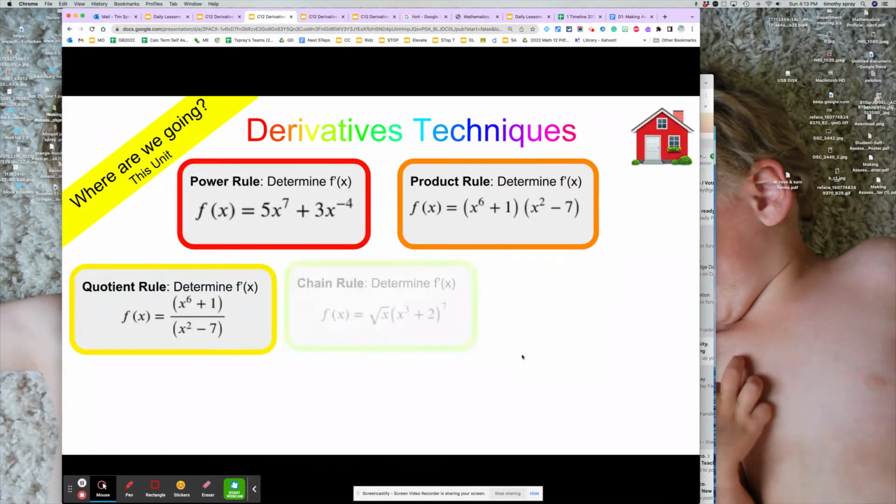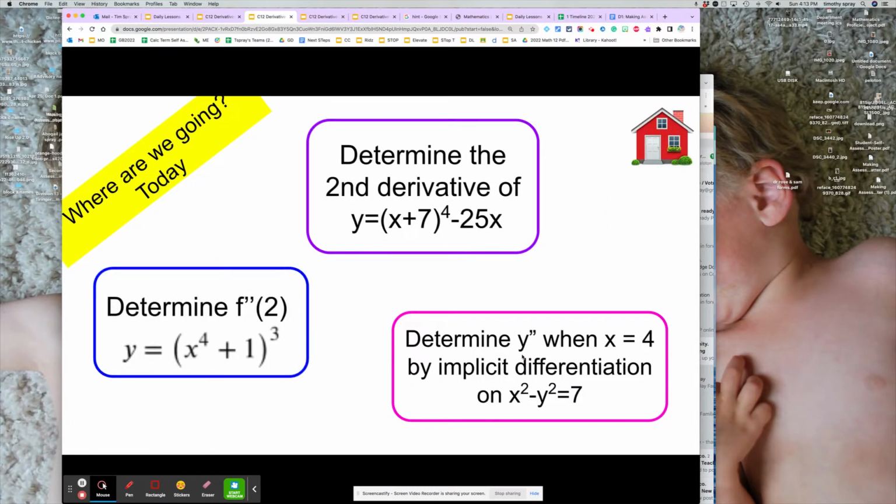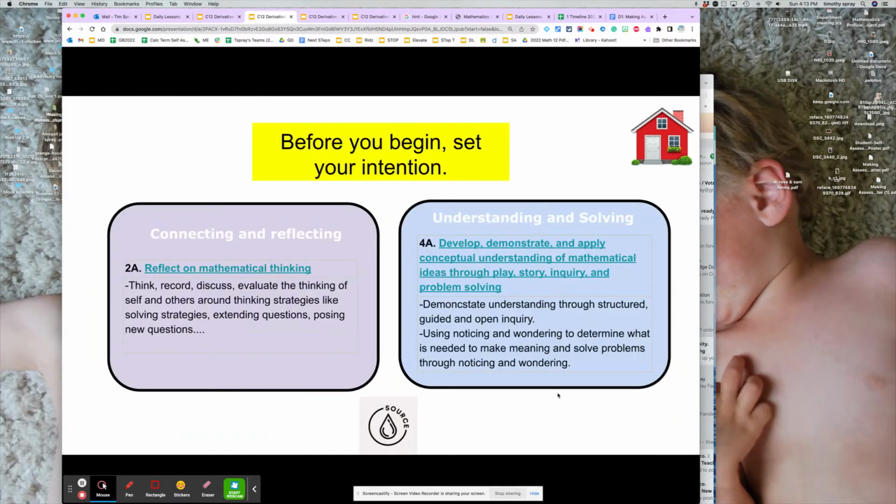Alrighty, so we've been through all these rules, and now we are going to take a look at higher derivatives. So what would be the second derivative of this guy? Learning this notation, which is what's the value of the second derivative when x equals 2, and what would it look like to take the second derivative of this one, which would require implicit differentiation. So 3 tricky questions, and that's what we're going to look at today. Okay, so here we go.